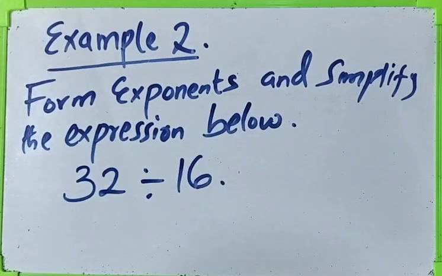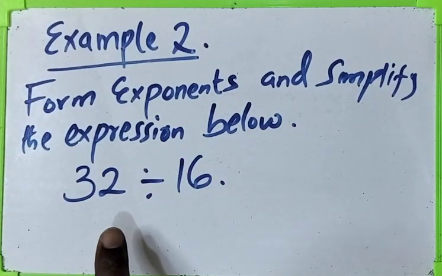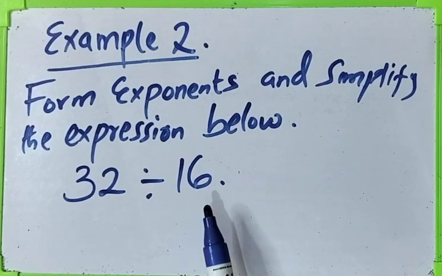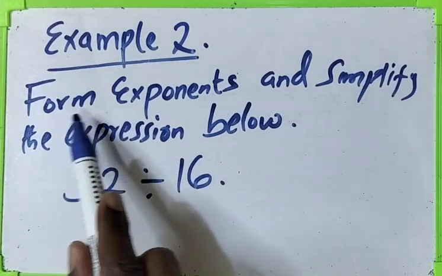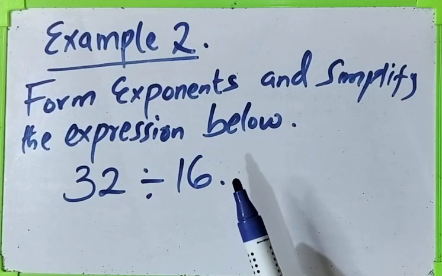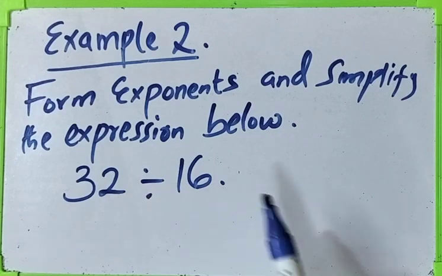Second example. Form exponents and simplify the expression below: 32 divided by 16. So this problem requires us to, first of all, express these large numbers in power form. And that is by answering the first part of the question, forming exponents. After which, we shall apply the second law of exponent, the law we called division law, to simplify the rest of the work.